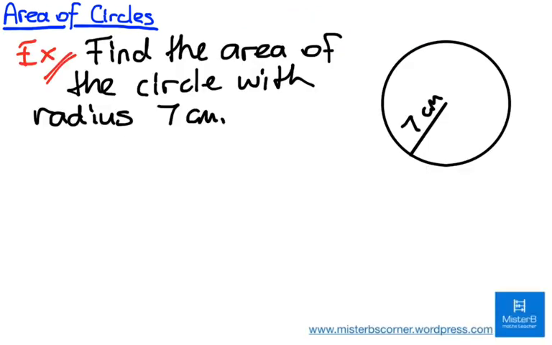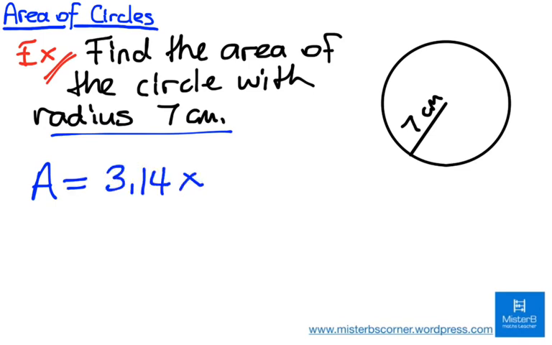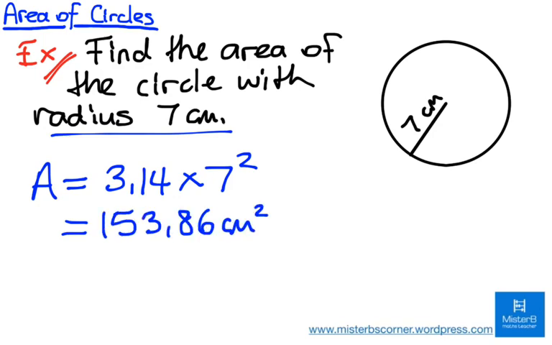So basically, to find the area of a circle, in this example with radius 7 centimeters, you will just write the area to be 3.14 times 7 squared if you don't have a calculator. And you're going to find, if you do all these multiplications, 153.86 centimeters squared.